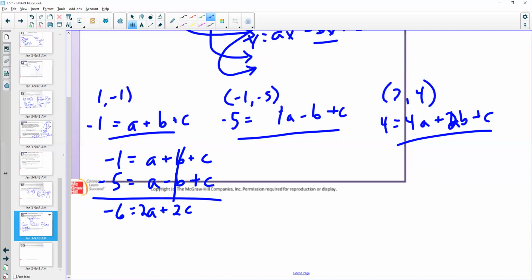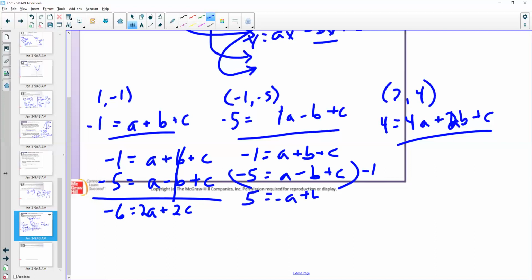The other thing I could have done here is that I could have used that equation differently. A plus b plus c, -5, a minus b plus c. I could multiply that by -1. I would get a 5 here, but -a, positive b, -c. And that's going to let me pretend that's not here, and eliminate both of those. So I get 4 equals 2b, divided by 2, b equals 2.